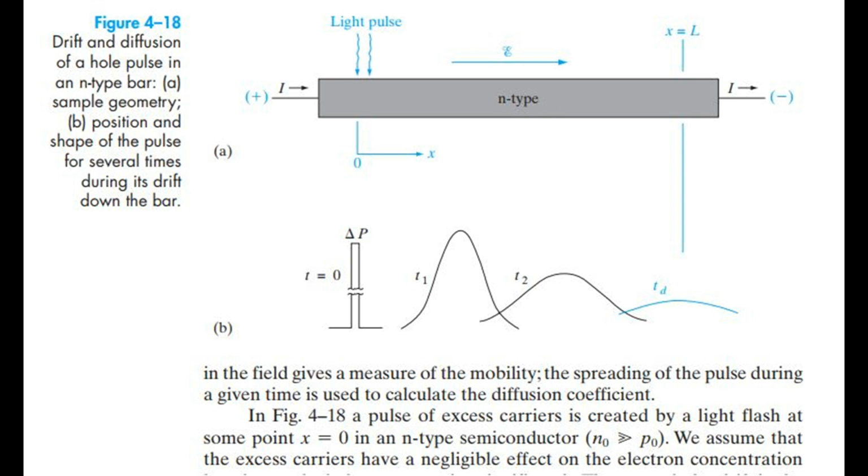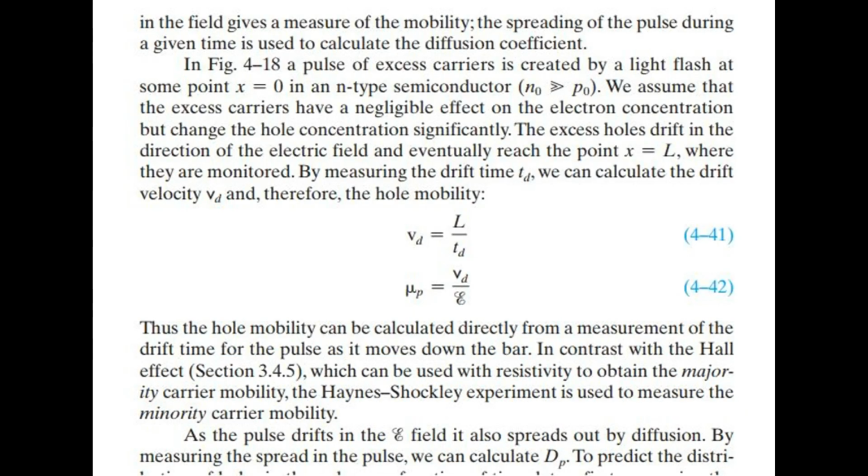In Fig. 4.18 a pulse of excess carriers is created by a light flash at some point x equals 0 in an n-type semiconductor, electrons more than holes. We assume that the excess carriers have a negligible effect on the electron concentration but change the hole concentration significantly. The excess holes drift in the direction of the electric field and eventually reach the point x equal to L, where they are monitored. By measuring the drift time t_d, we can calculate the drift velocity v_d and, therefore, the hole mobility.